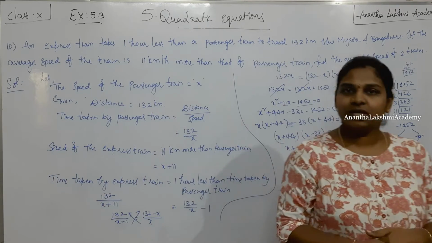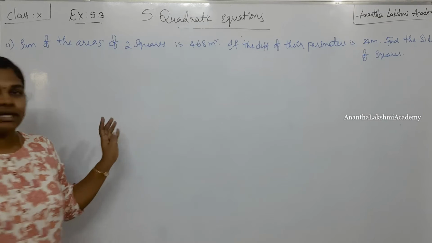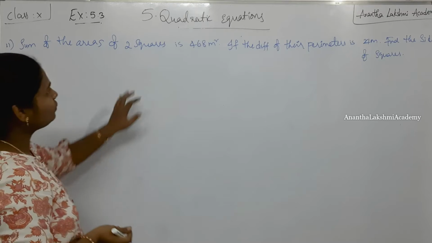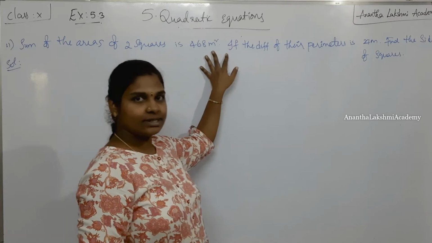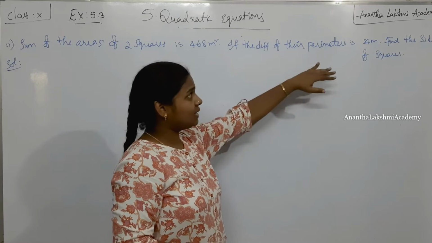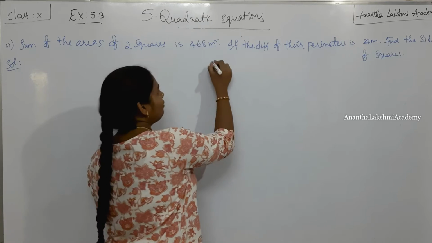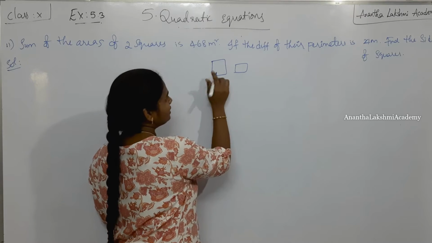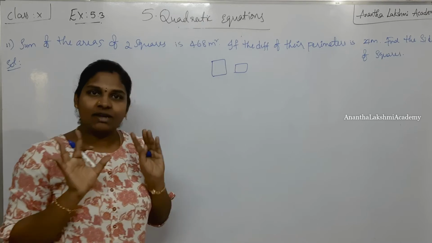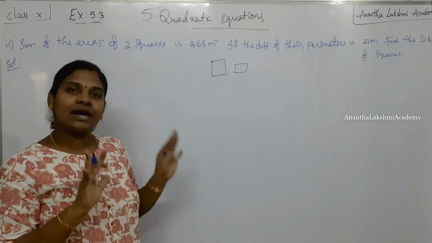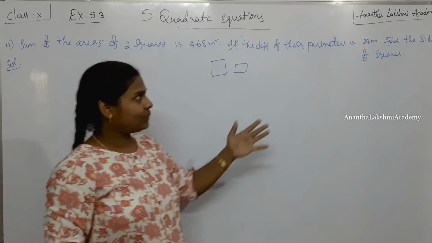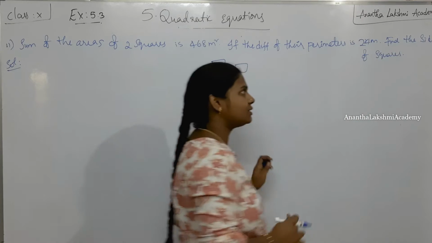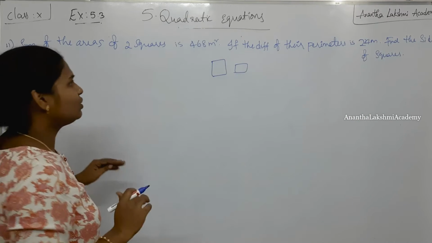Okay, let's jump into the next problem. So here we have the 11th problem written on the board. What is given for us? Sum of the areas of two squares is 468 meters square. If the difference of their perimeters is 24 meters. We have two squares. Difference of the perimeters is 24, which means one should definitely have a bigger perimeter and the other a smaller perimeter, because the difference is positive, isn't it? 24 meters. So find the sides of the squares.